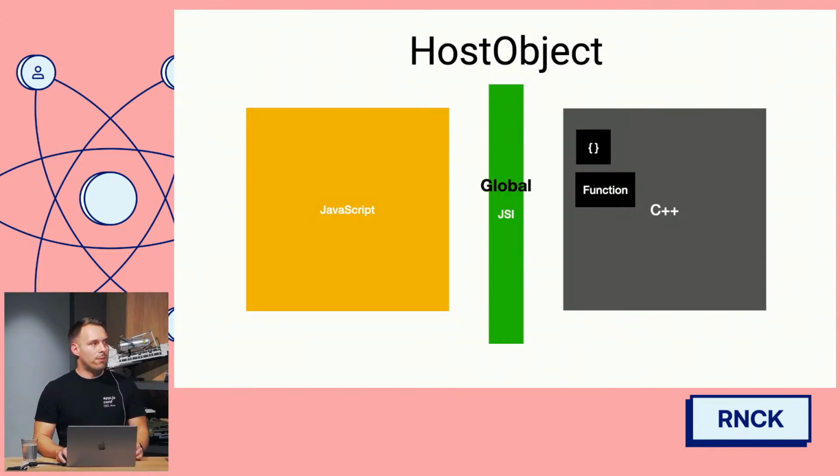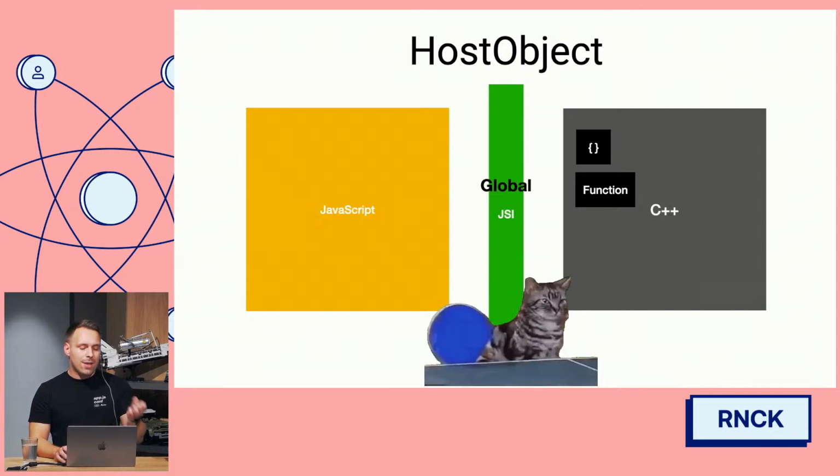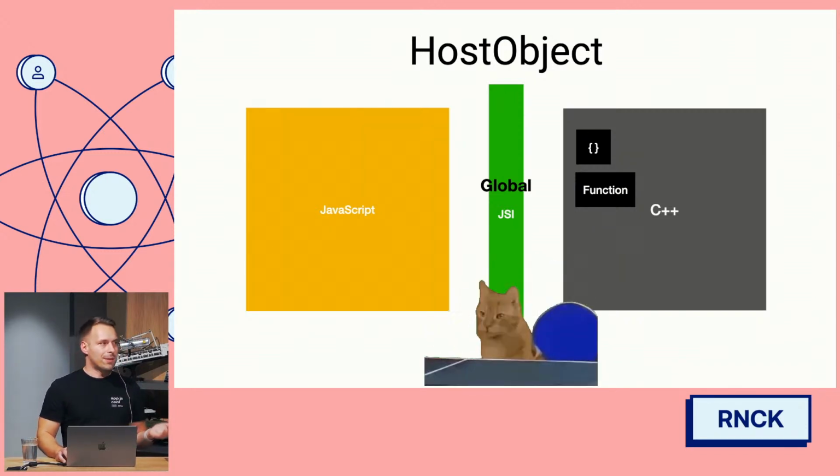It's done with global. So for the web, we have the window object. For Node.js and React, we have global. We can access some C++ host object stuff with the global. And for me, it's like ping pong because you can't catch the ball. It's either on the C++ side or the JavaScript side.